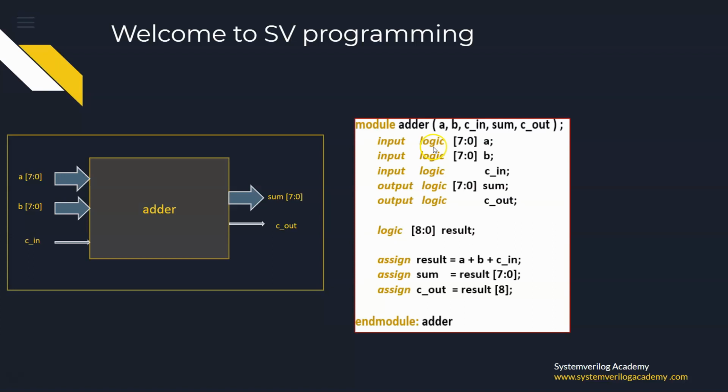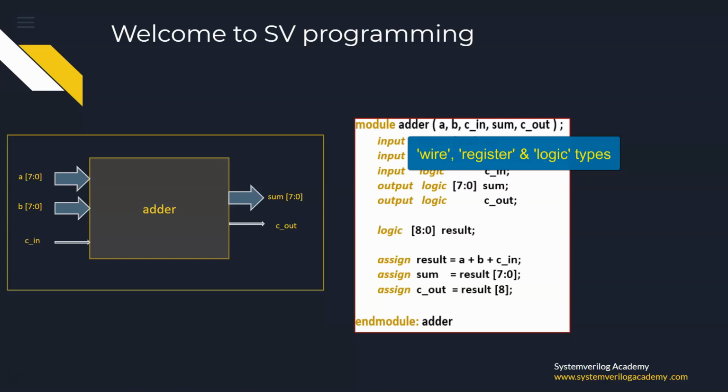Next is the keyword logic. For every port, you have to specify whether it is a wire type or register type, and this is even true when it comes to a Verilog program. But in SystemVerilog, there is an additional keyword called logic, and if you use the keyword logic, you don't need to worry about whether it is a wire type or register type.